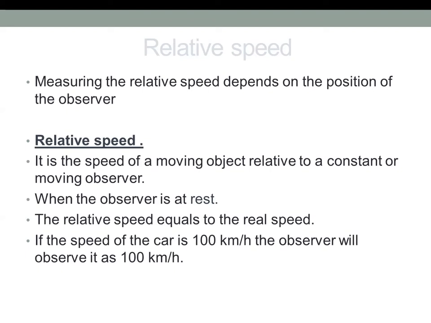If its speed is fast, the observer will see it fast. If the speed was slow, the observer will see it slow. Okay? If its speed is 100, I will see it at 100. If its speed is 0, I will say it is 0. Okay? So when the observer is at rest, the relative speed will equal the real speed. This is our first case.